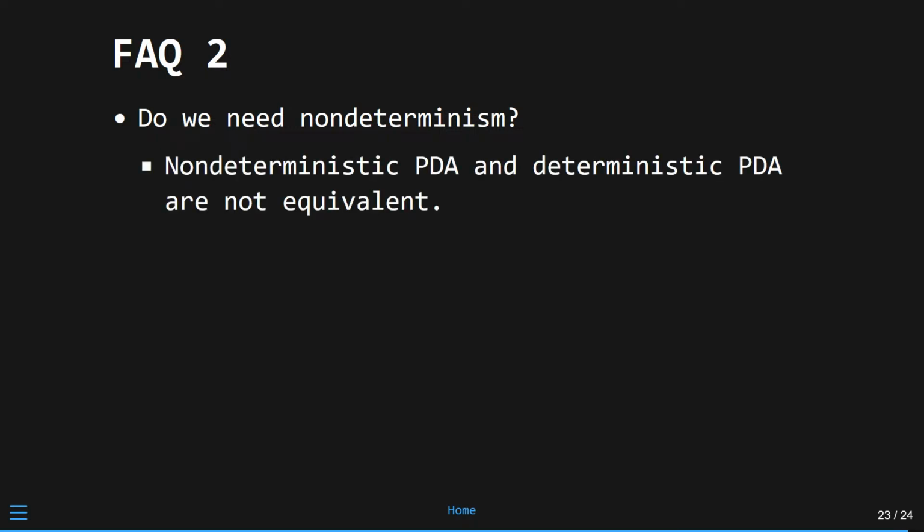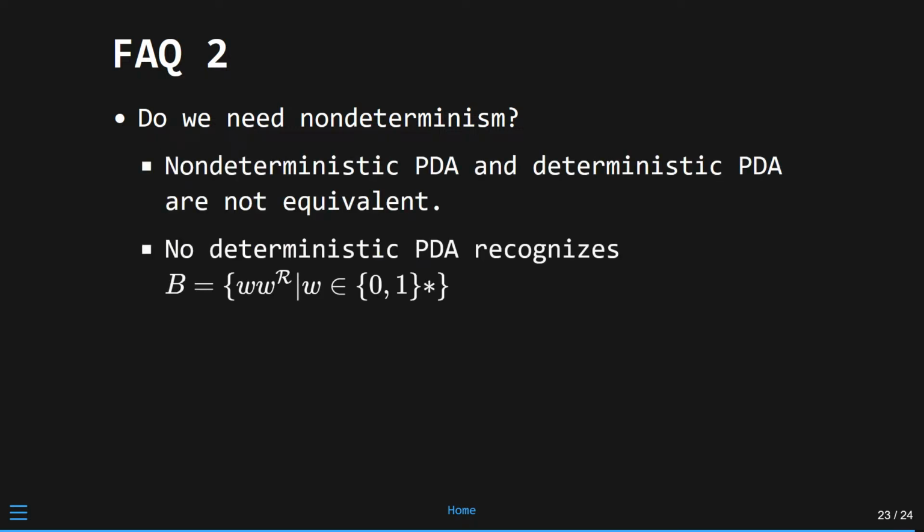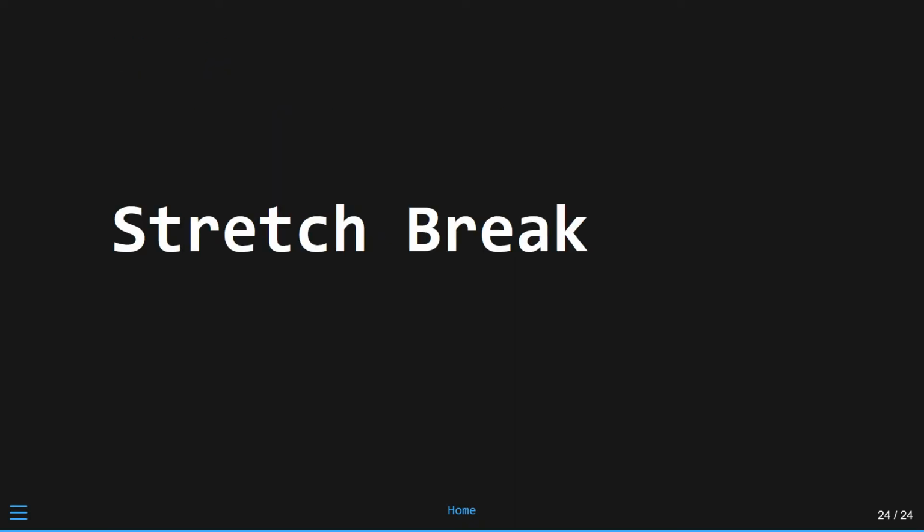Do we need non-determinism? Yes. Non-deterministic PDAs and deterministic PDAs are not equivalent. The example is the reverse. We cannot do that without non-determinism. I'm not going to make you write the proof. Well, maybe I will. We'll see what happens. Right? And now it is time for our stretch break.